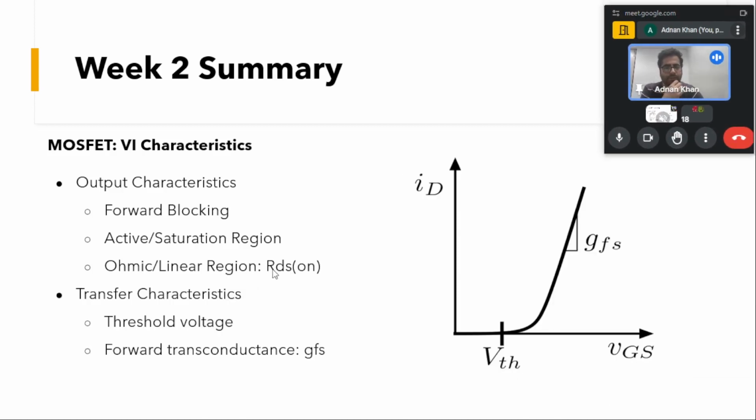Similarly, you can see the transfer characteristics for a MOSFET, which is the graph between VGS and ID. Up to a certain VGS, no current will flow through the drain-source, but after some threshold voltage, our current will start rising. These are known as the transfer characteristics of the MOSFET. From this we can also get the forward transfer conductance, which is the ratio of ID by VGS.